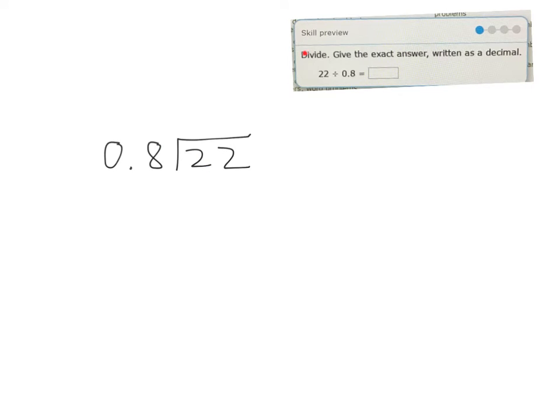So this example says, divide, give the exact answer written as a decimal. So 22 divided by 0.8. We need to make it so the 8 is a whole number. We are going to move the decimal place over 1 place here to there, and our invisible decimal here will also have to move over 1 place to here, making that 0 there. We can rewrite the question as 220 divided by 8. Do the regular math.